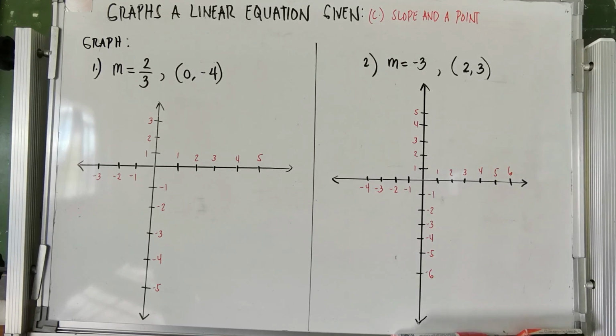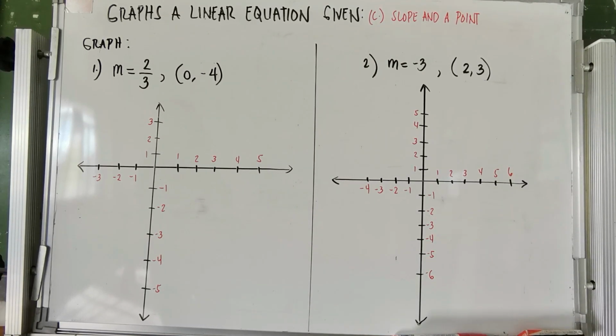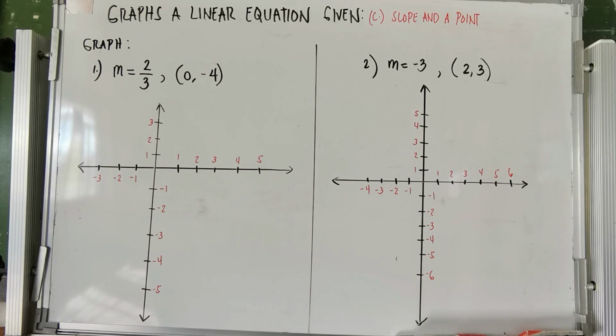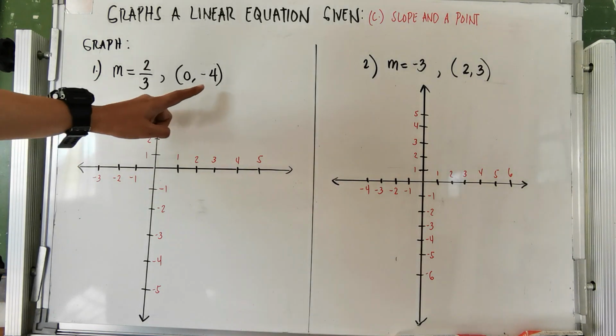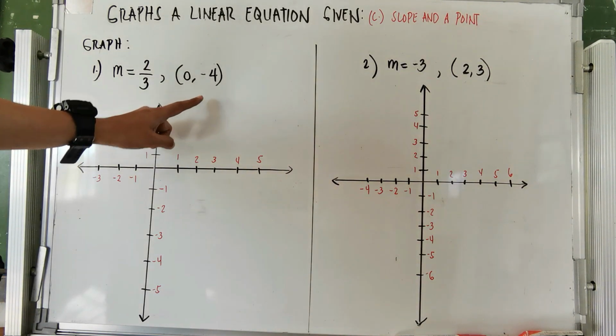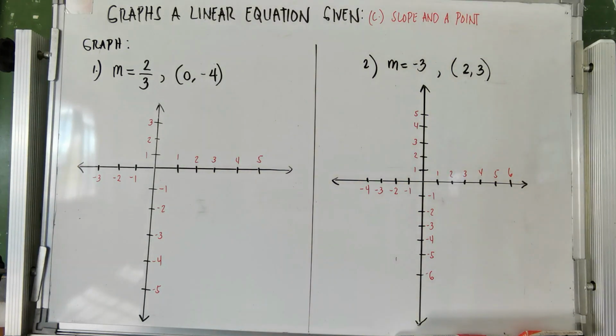Okay, now let us discuss the third method of graphing linear equation given the slope and a point. In this method, mas madali siyang gamitin kung ang ating given equation ay nakasulat in slope-intercept form. But for our number 1 and number 2 example, this is just easy since ang given natin ay specific na slope and yung point which is lying on our graph.